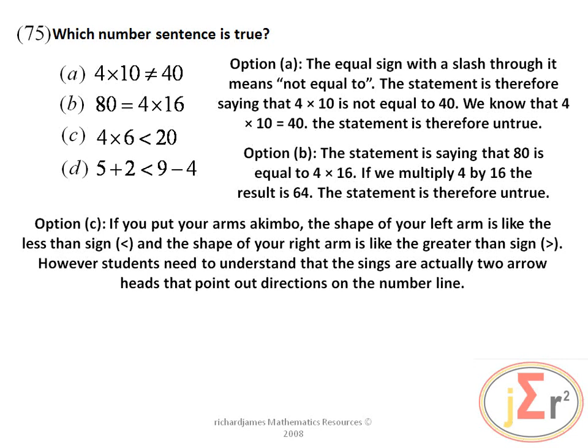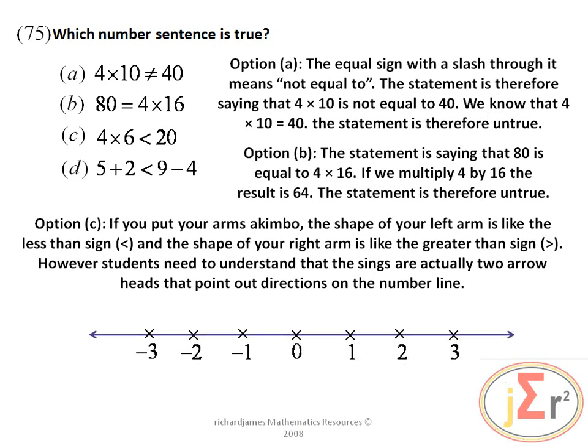If you put your arms akimbo, the shape of your left arm is like the less than sign, and the shape of your right arm is like the greater than sign. However, students need to understand that the signs are actually two arrowheads that point out directions on the number line. So there's your number line. You're increasing in this direction and you are decreasing in this direction.